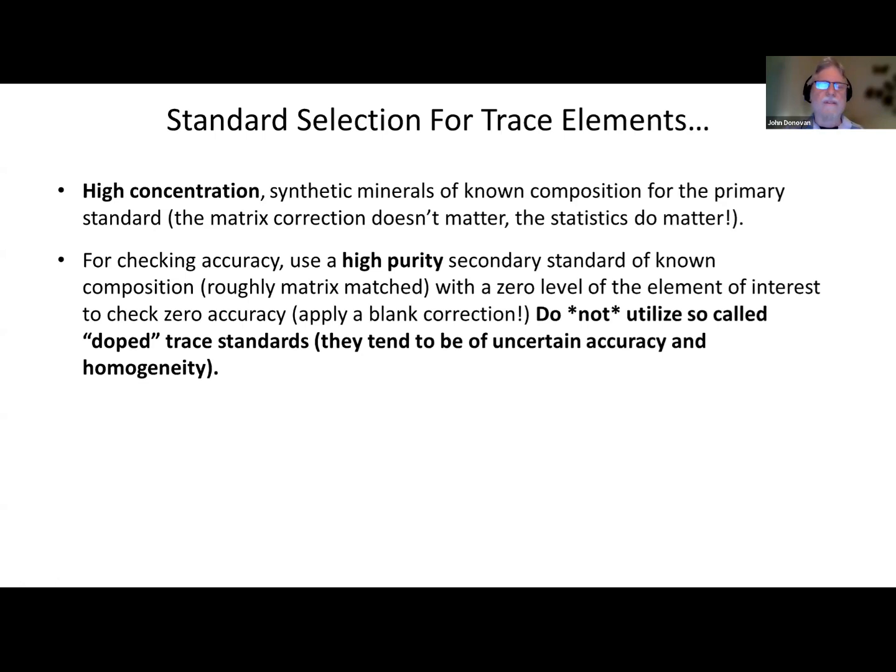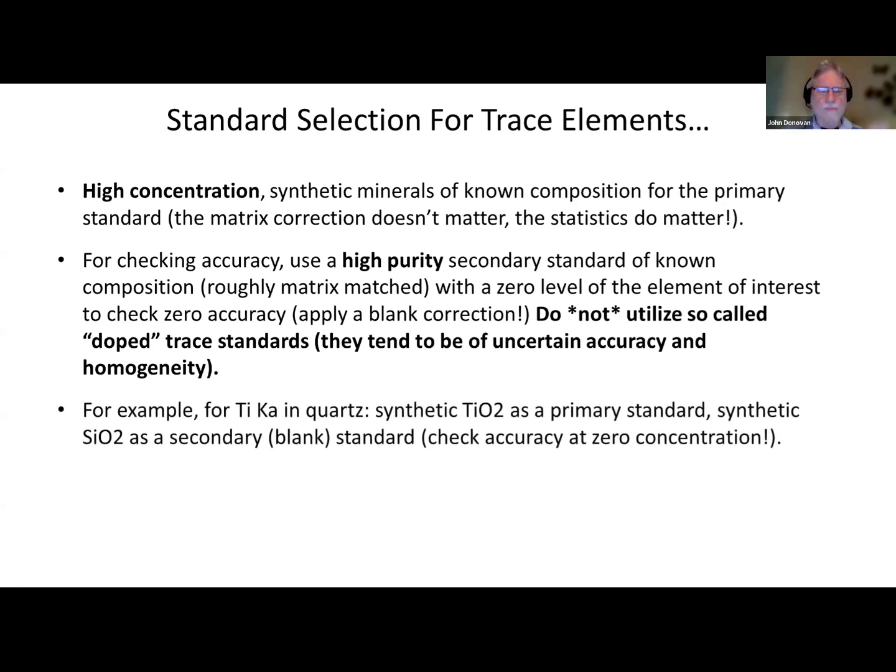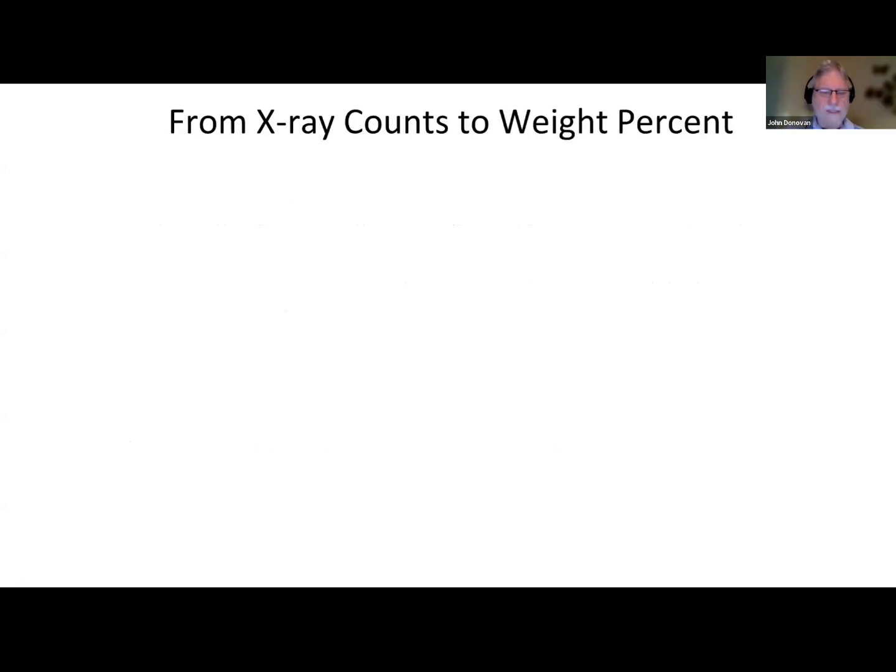Because if you know that the titanium level in the quartz is below the detection limit, you're going to be measuring zero. And we want to know how well we can measure zero, okay? When we're measuring major elements, we want to know how well we can measure the total, the analytical total. How close to 100 is it? But when you're measuring trace elements, you want to know how close you can get to zero. How accurate is your zero measurement? Yeah, dope standards are a waste of time in my book. So here's the example. I just said that.